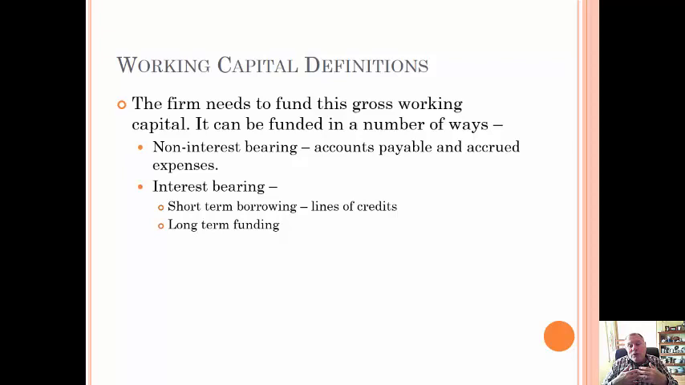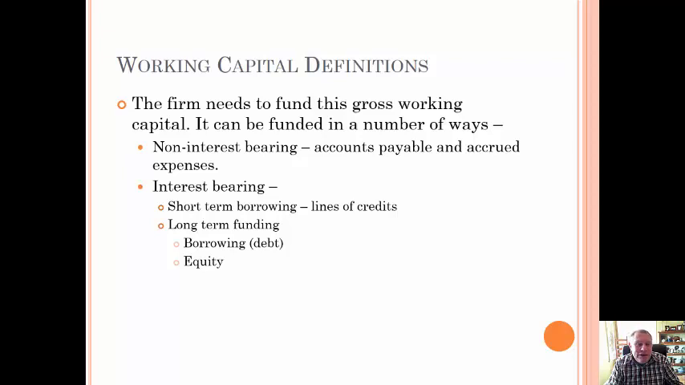Interest bearing, well, we could look at that two ways. You could have short-term borrowing, lines of credit, long-term funding, borrowing or debt, or it could be equity. So the key is from a managerial perspective, if you have working capital, you need to fund it. Now, if you want to grow your business, that would mean you'd need more working capital, thus you would need to fund it. Now, obviously, it would be better to use all non-interest bearing. Okay, that would be ideal, but that's not always practical.